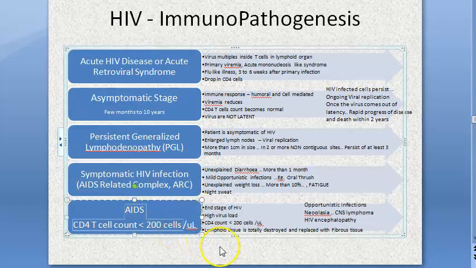Then comes AIDS. It's the end stage where there is high virus load. The CD4 count has gone less than 200 cells per microliter. So obviously the immune system has been attacked. There are opportunistic infections, neoplasia, and HIV encephalopathy can happen. The lymphoid tissue is totally destroyed and replaced with fibrous tissue.